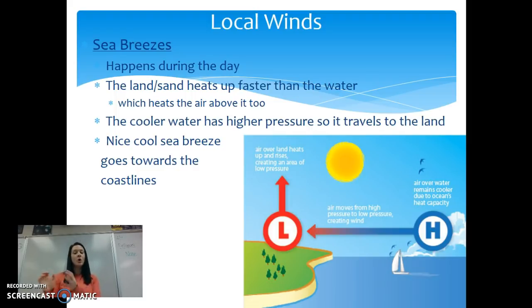So your cold air above the water will have a higher pressure. So your high pressure zone is out at sea, and your low air pressure is above the warm land. And high goes to low. So you get a nice cool sea breeze blowing in from the ocean to the land during the daytime.